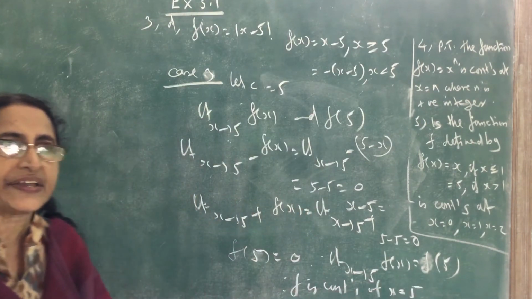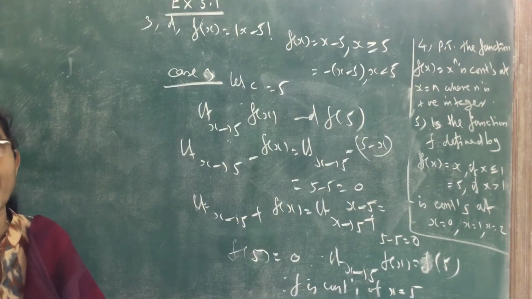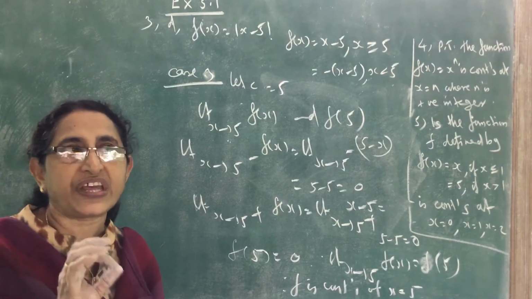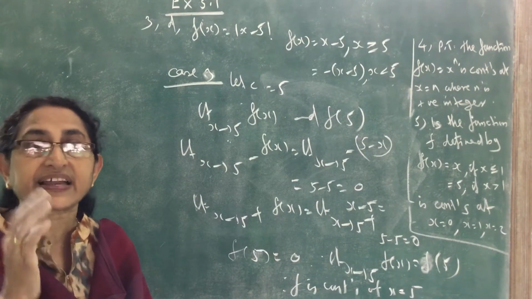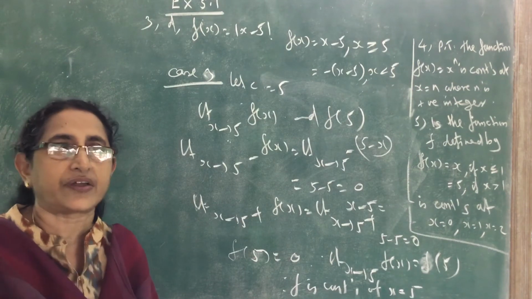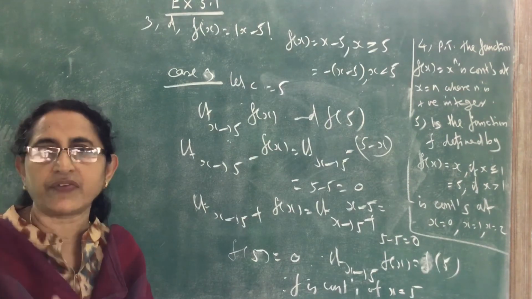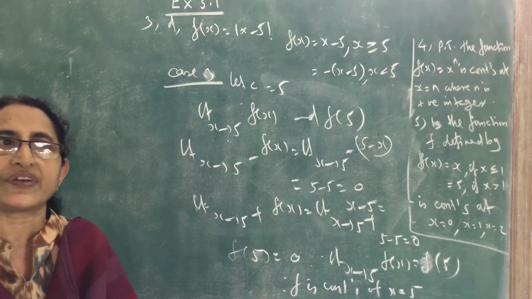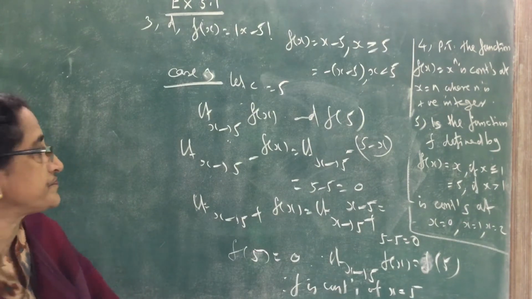So we proved that the function is continuous at all points of the domain, or it is continuous at every real number. First we considered c to be any real number greater than 5. Next we considered c to be any real number less than 5. Then we considered c equal to 5. So we checked everywhere and it is continuous. Therefore, f is a continuous function.